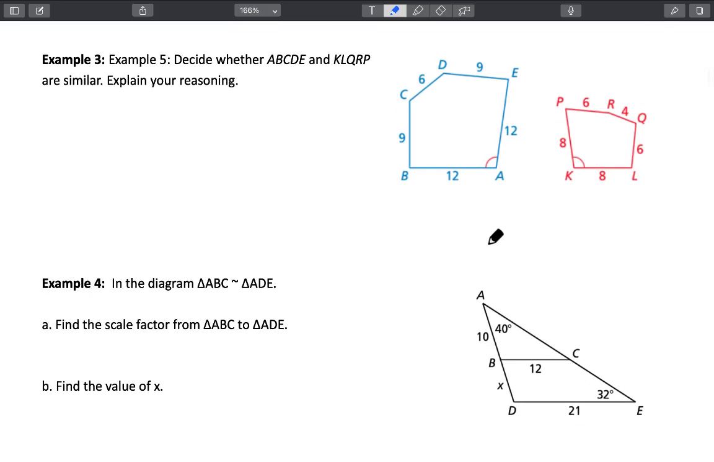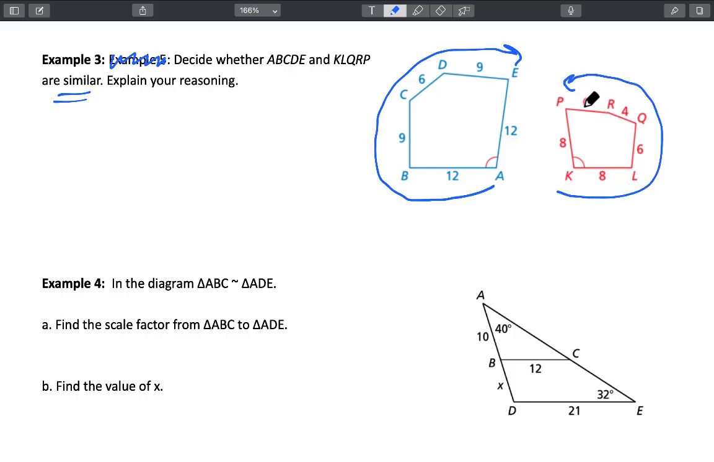All right, moving on to example 3. I'm not sure why it says example 5. We've got example 3. Decide whether these polygons, ABCDE and KLQRP, are similar, and explain your reasoning. Now be careful here because it looks like the orientation on these is a little bit switched around. We got ABCDE going this way, and then we have KLQRP going this way. So when we're matching up corresponding sides here, we want to make sure we're matching up the correct ones. So let's see if our sides are proportional.